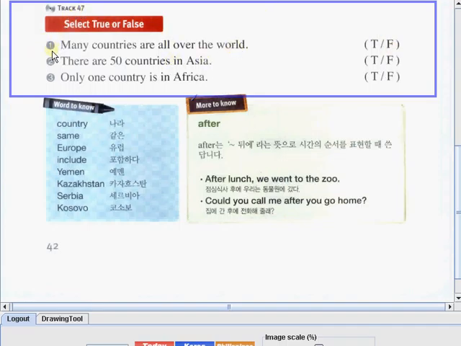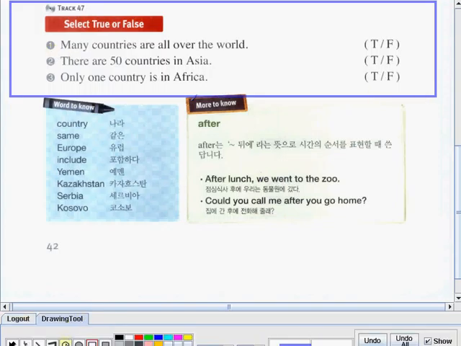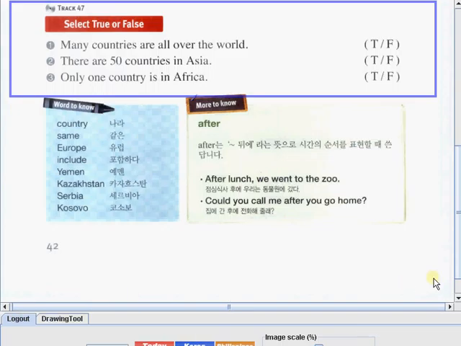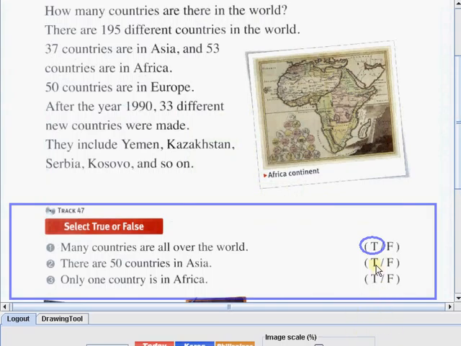Many countries are all over the world. What is your answer? Very good. It is true. Our answer here is true because it says here there are 195 different countries in the world. So that means there are many countries.